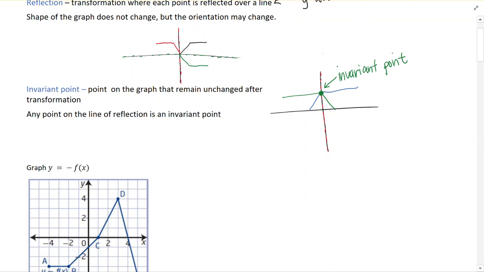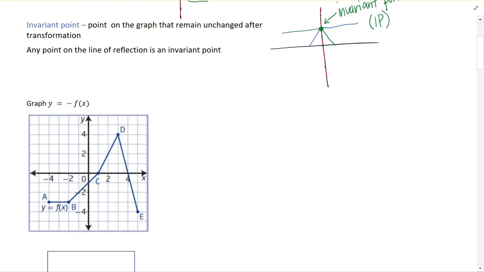Okay, since it becomes very long to write invariant point every time, I'm just going to short form that as IP. What you'll notice about invariant points is that any point on the line of reflection is an invariant point. In this particular case, since I am reflecting on the y-axis, that invariant point sits right on that line.